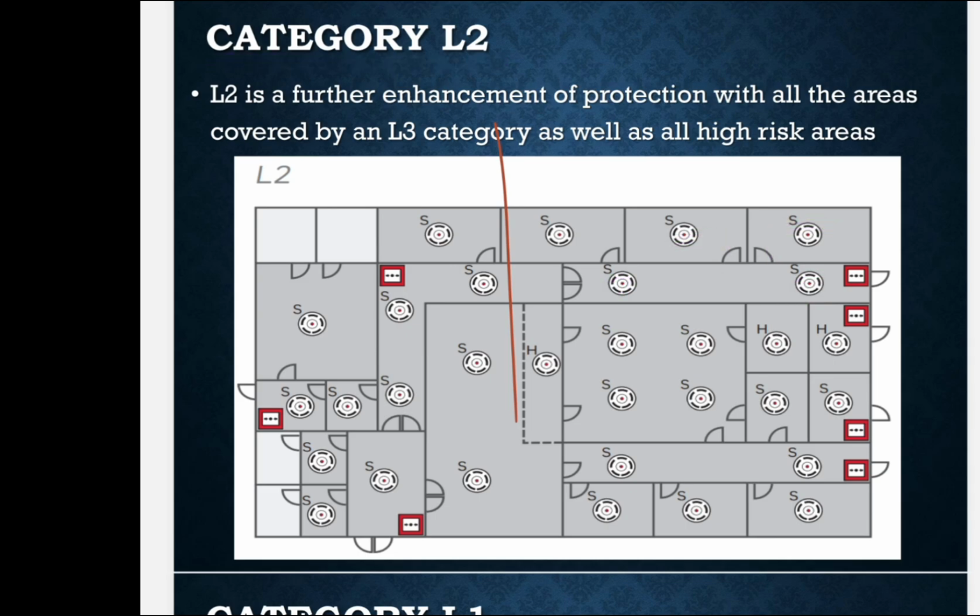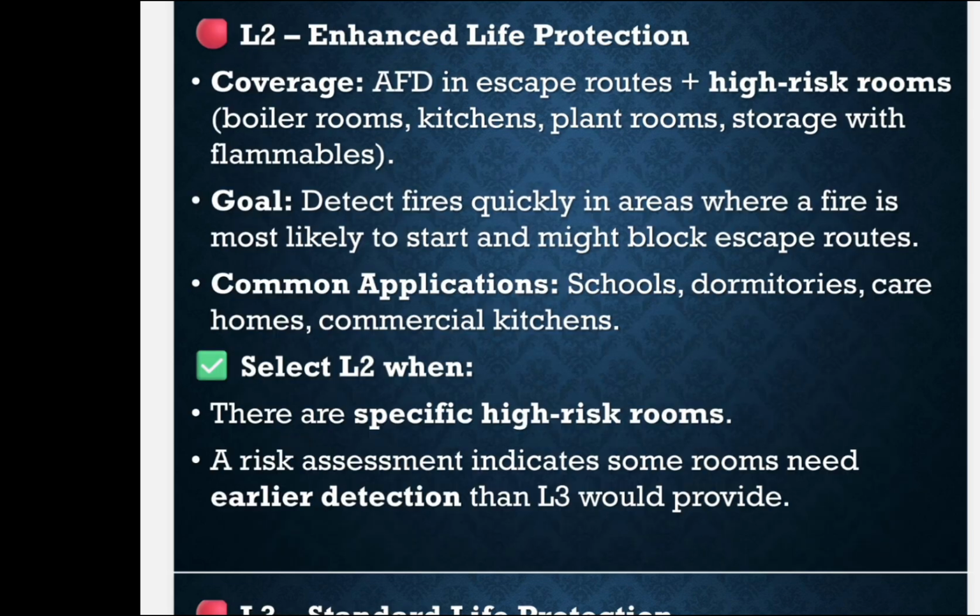Apart from that, in category L2, some rooms are highly risky rooms. Maybe a data center room, IDF room, electrical room, any boiler, any kitchen. So these are very high risk rooms. Such rooms also have detection points. So that category is called the L2 type of fire alarm protection system. Hope you are very clear. So this is the second most enhanced fire alarm detection system after L1.